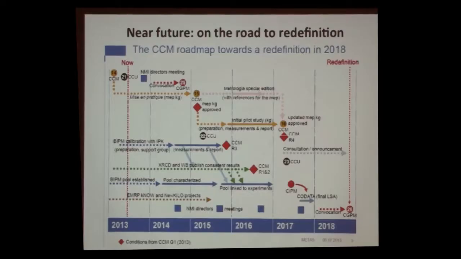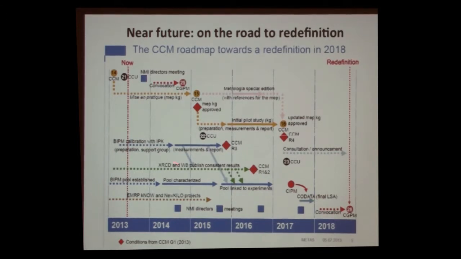So we're on the road to redefinition. I haven't bored you with all the politics behind this and all the interests and the various discussions, let's say. But this is a roadmap by the Consultative Committee of Mass put together back at their meeting in 2013. Here's this extraordinary calibration of the IPK that's kind of finished up here and has some results that is causing a lot of conversation.